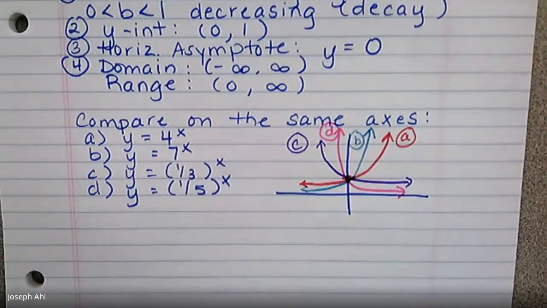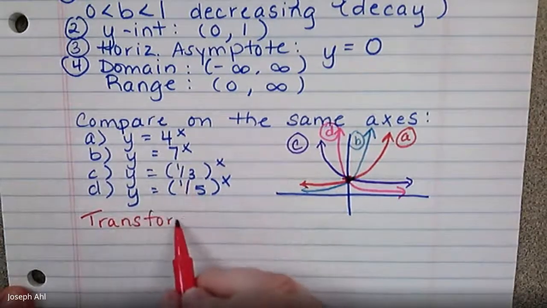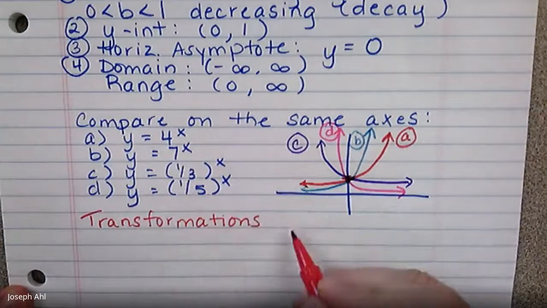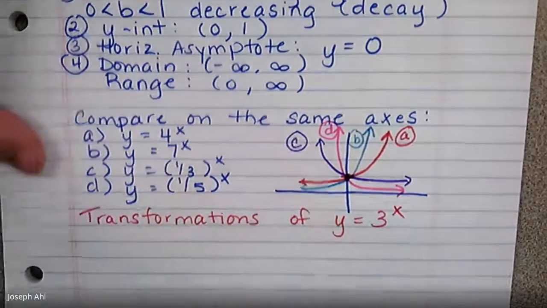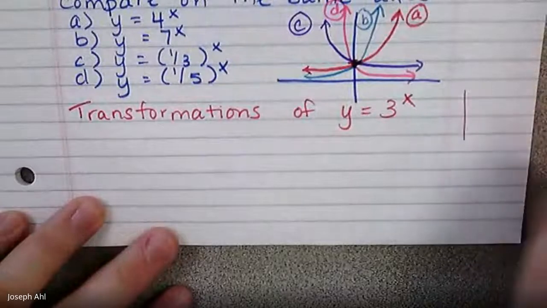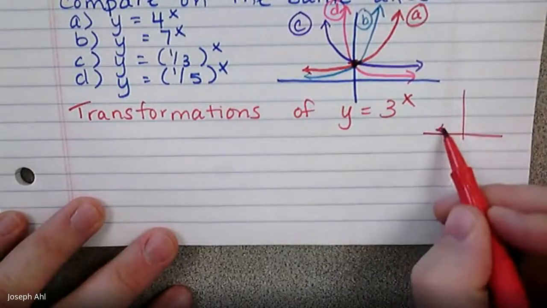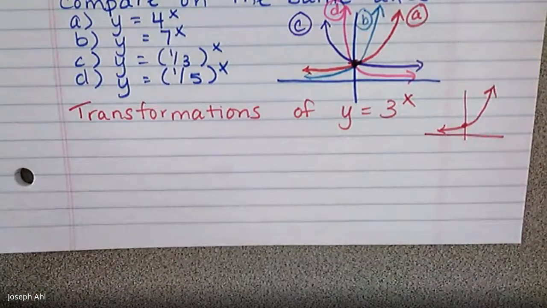So what we'll do now is take a look at some transformations, let's pick 3 to the x as our base. We're going to look at some transformations of y equals 3 to the x. Now, if we call 3 to the x the parent function, we know what it looks like. It looks just like 2 to the x, grows a little bit faster. But 3 to the x will look like this. Y-intercept at (0, 1). All the same properties essentially as 2 to the x up at the top.